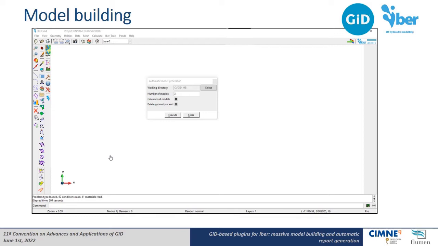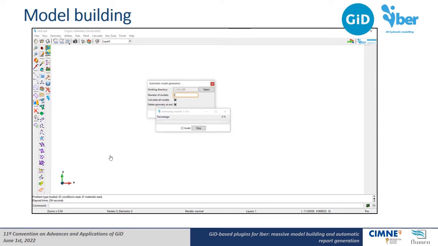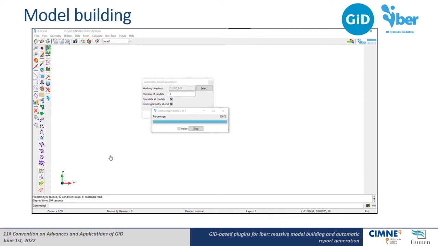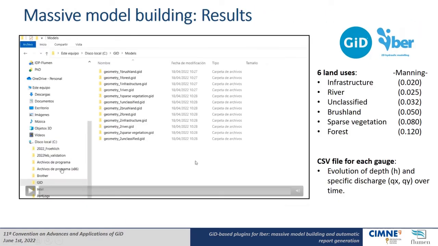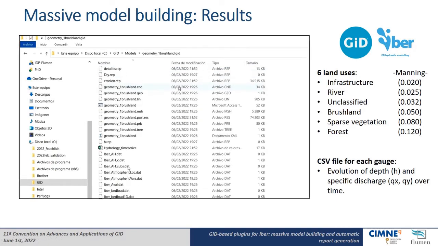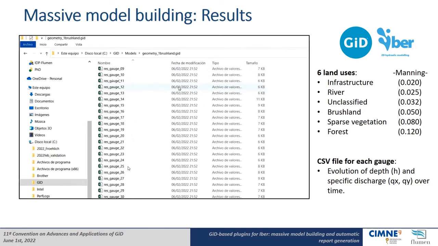Then, there is the option to delete the geometry at the end to save space. When we click in Execute, a progress bar is shown and no process is shown in the GID window. When the process is finished, a new folder called Models appears in the working directory. In this folder, 6 models are saved for each geometry, each with a different land use, such as river, infrastructure, unclassified, brushland, sparse vegetation, and forest.